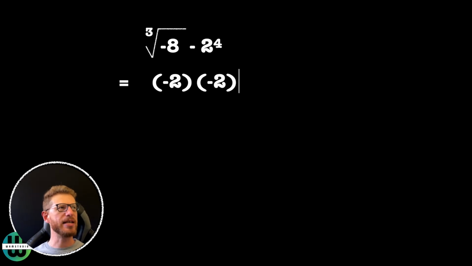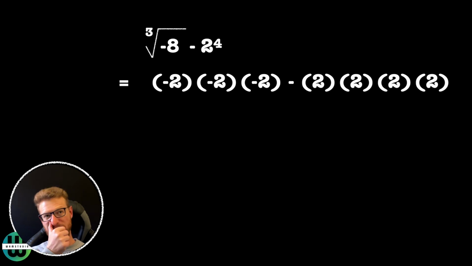Now, let's have a look at this one. The cube root of negative 8 minus 2 to the power of 4. Now, a cube root is different. A cube root can be negative, and it will be negative. Not a square root, but a cube root. So, thinking of my rules, I'm first going to do this. Let's write this out. I'm going to write it as negative 2 times negative 2 times negative 2. Why am I doing this? Just to show you how we get to the cube root.